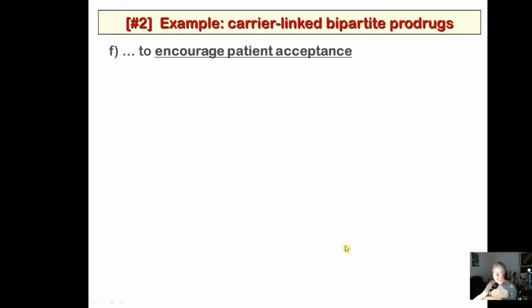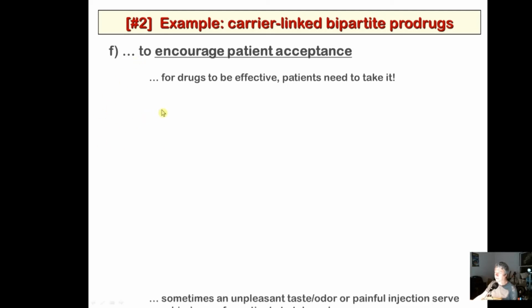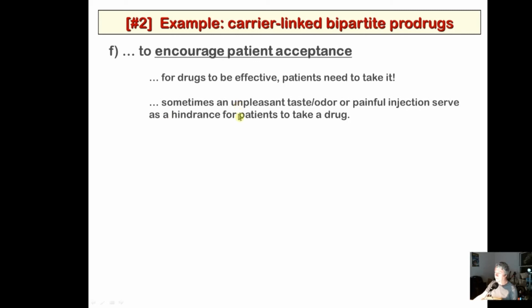Encourage patient acceptance. What do we mean by that? For drugs to be effective, patients need to take them. If there's a negative consequence of taking the drug, like it tastes bad or bitter, or it smells bad, people won't want to take it. Sometimes we can get rid of an unpleasant taste or odor, or a painful injection maybe. Those are reasons that a patient might not want to take a drug.